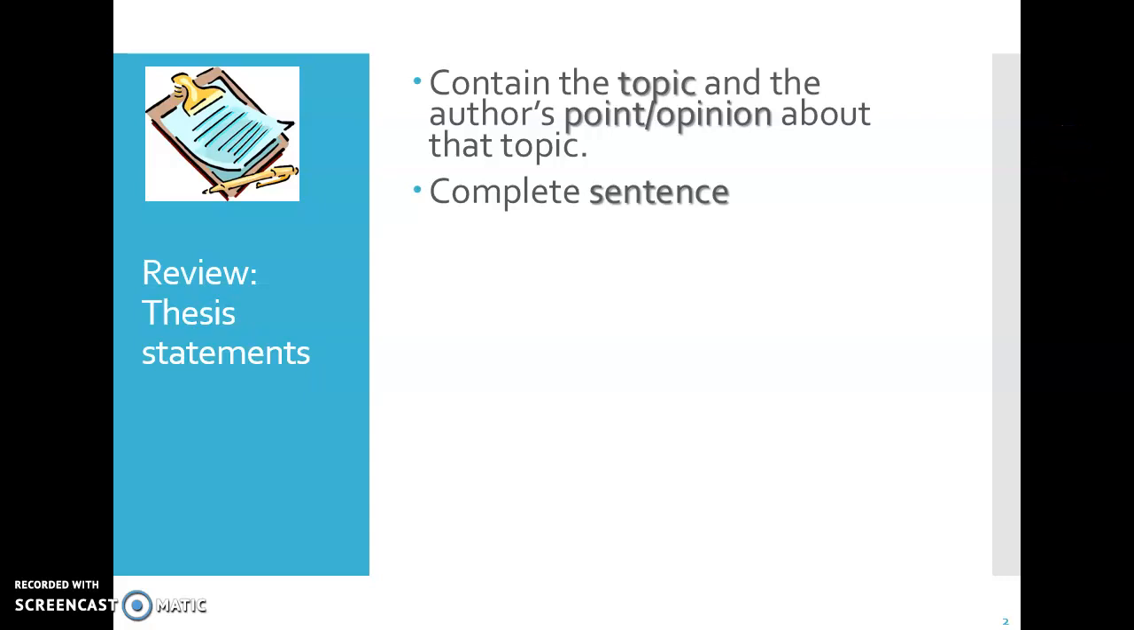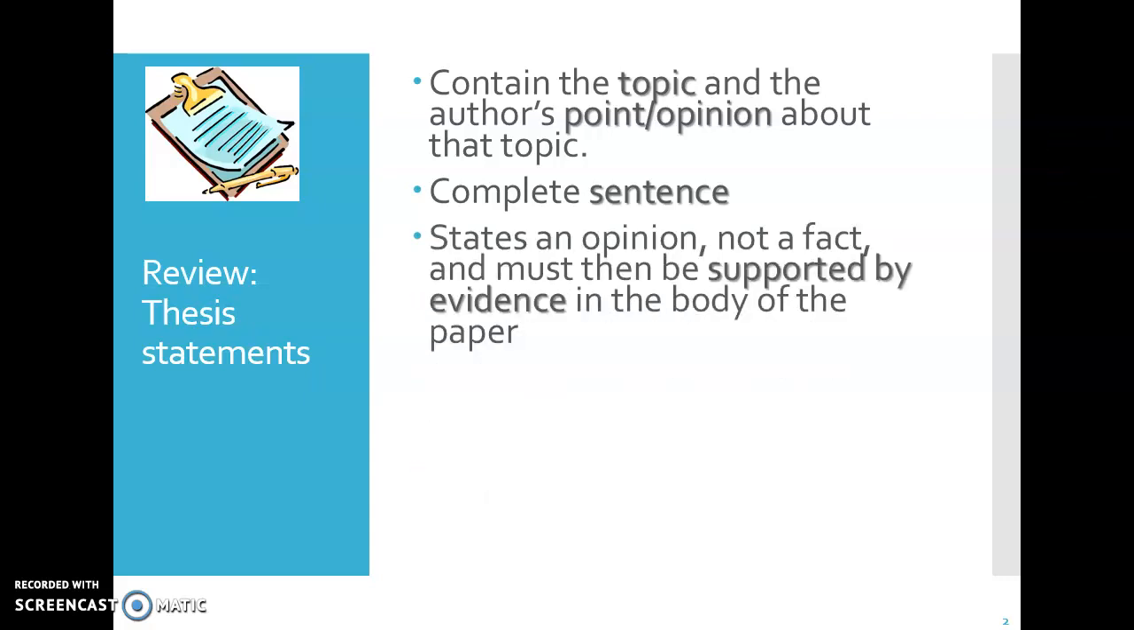It is complete. You should be able to say this to a stranger on the street and they'll understand it. Not that they'll care, but they'll understand what you're saying. It states an opinion. This is your opinion. Remember, you're judging this paper. That's what the critical analysis does. It actually should be called a critical analysis evaluation.